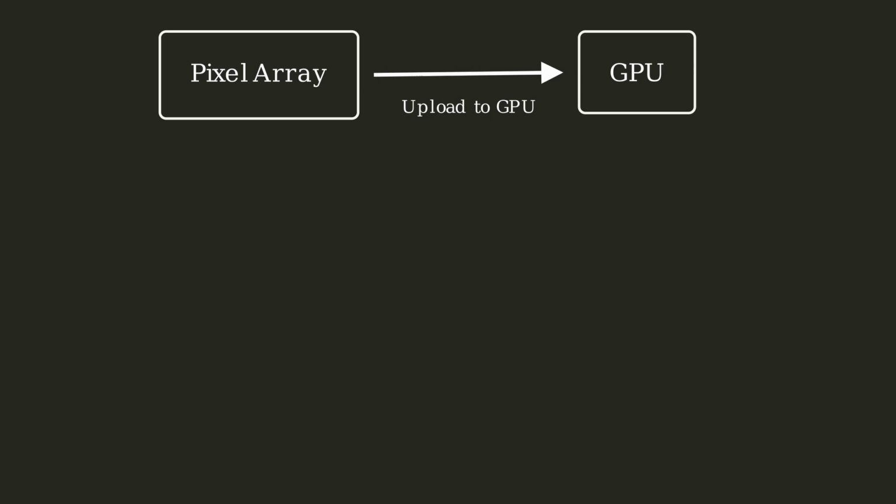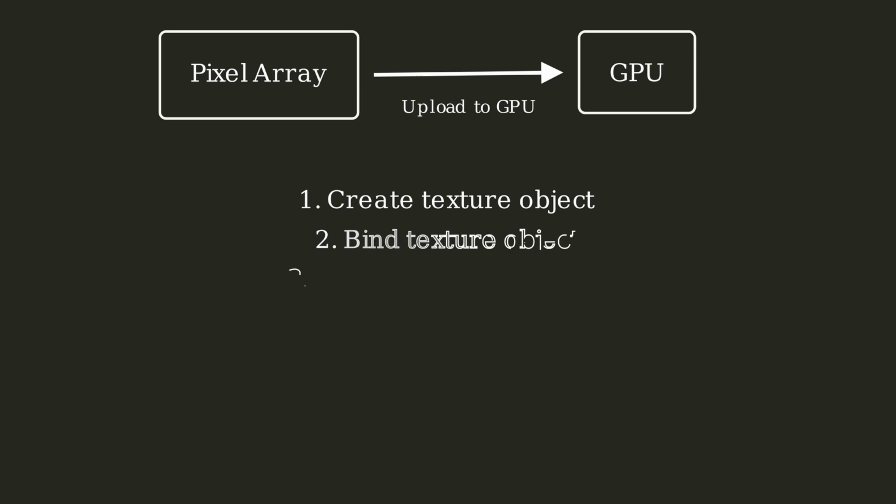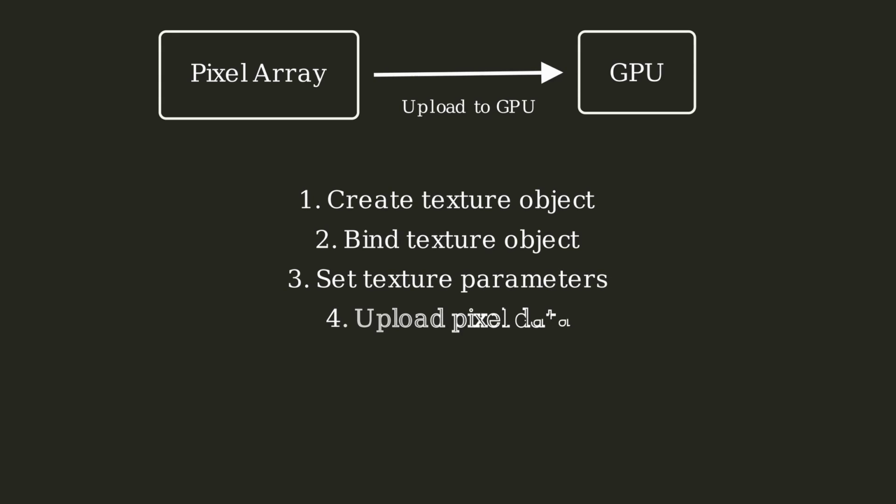Once we've retrieved our pixel data, we need to upload it to the GPU. We can do this similarly to how we've created buffers in the past. We can generate a texture object on the GPU, bind the texture object, set up some texture parameters, then upload the pixel data. It looks like this.